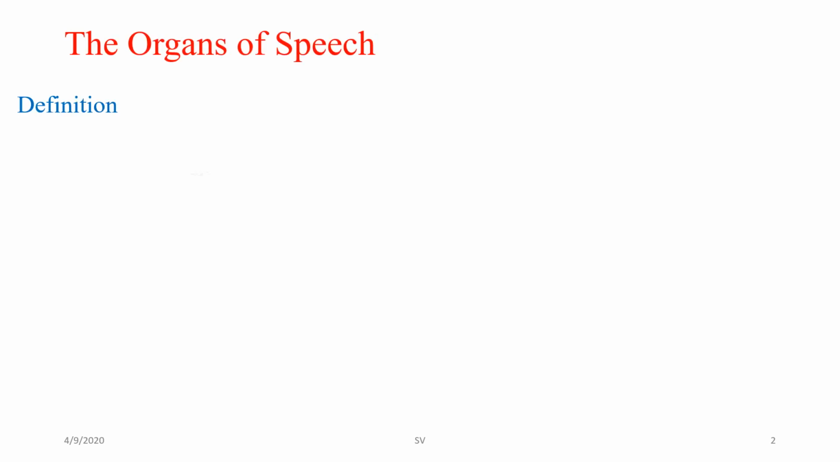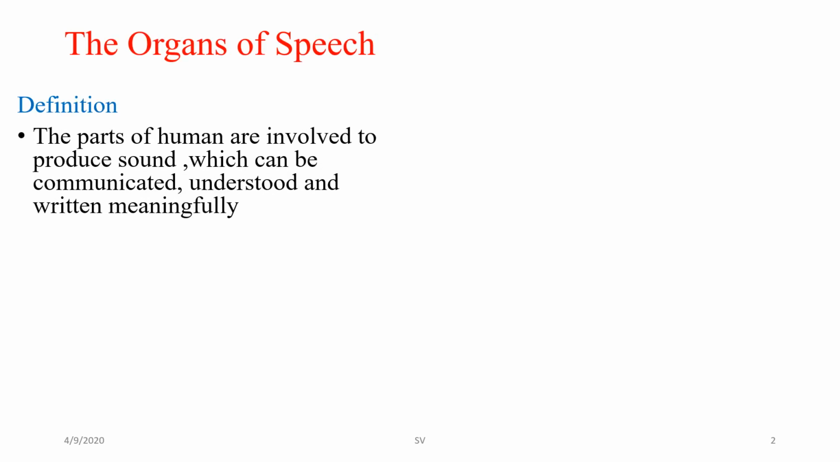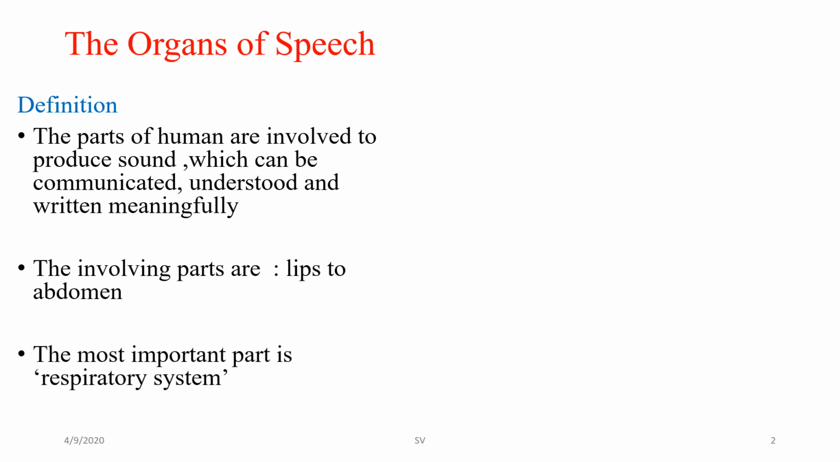The organs of speech. The definition. The parts of the human body involved to produce sound which can be communicated, understood, and written meaningfully. The involved parts are from the lips to the abdomen. The most important part is the respiratory system.